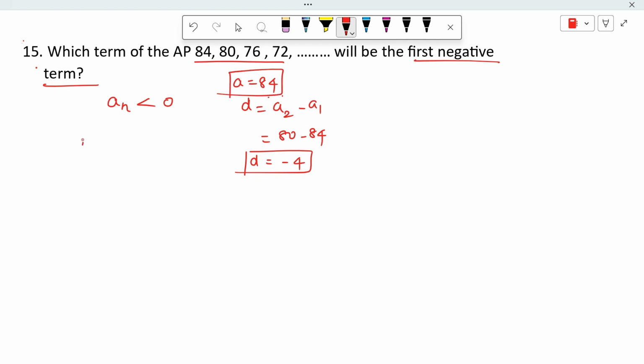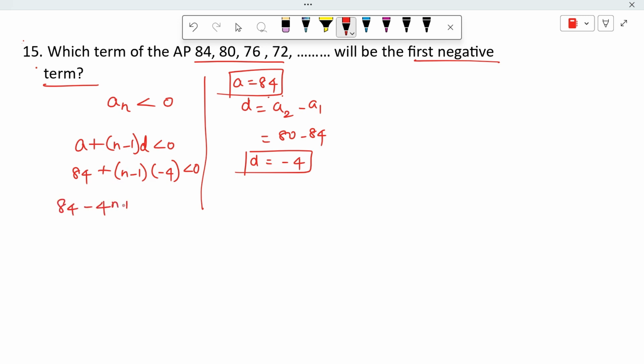So what is an? We have the formula a plus n minus 1 d is less than 0, isn't it? So a is 84 plus n minus 1 times d, which is negative 4, which should be less than 0. Now evaluate the bracket. So you will get minus 4n plus 4, which is less than 0. So 88 minus 4n is less than 0.